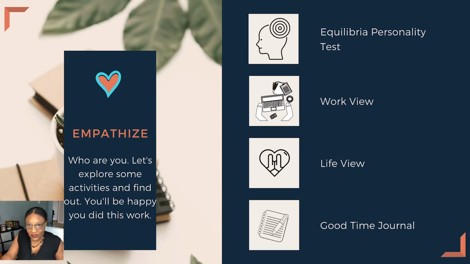In this section, the empathize section, we'll start with discovering your personality, but you'll also go through what your work and life view look like. We'll talk a bit about a good time journal and what that looks like. And of course, we'll talk about how to track your activities.